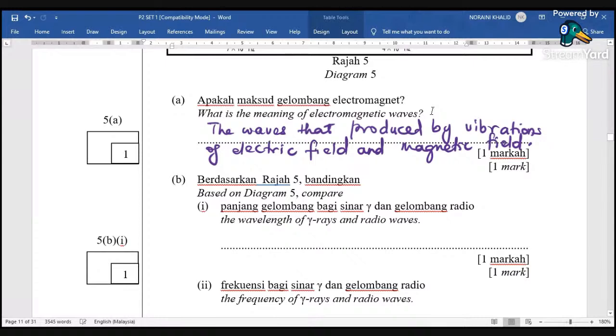What is the meaning of electromagnetic wave? The wave that is produced by vibration of electric field and magnetic field. So it does not need a medium to travel. So this is the special thing about electromagnetic wave.